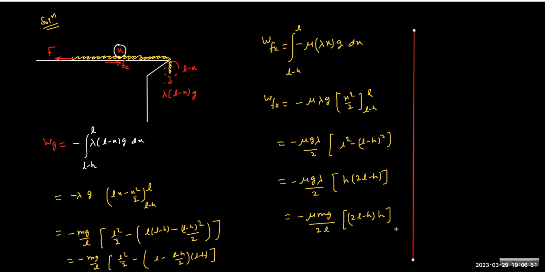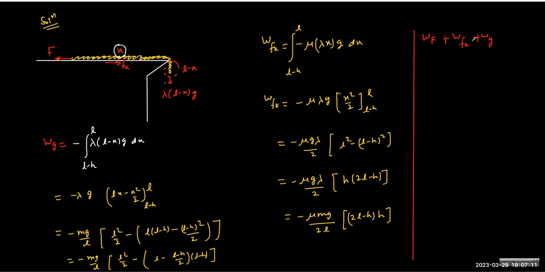So the agent has to do work against both, right? So work done by the agent is equal to what? And you're doing it slowly. So how many forces are working there? On the chain, the agent is working, friction is working, and gravity is working. All are doing, of course, negative work.